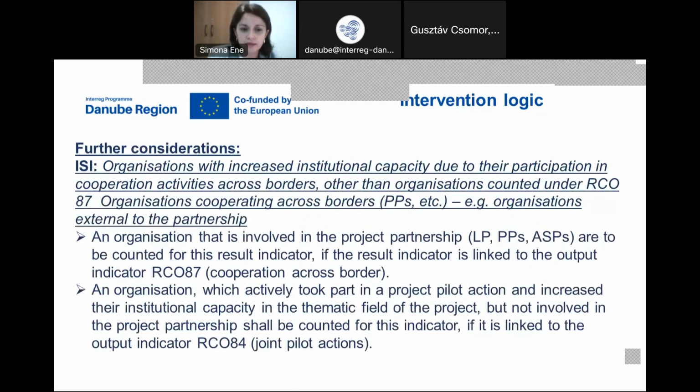We will see later that to this result indicator, also the joint pilot actions can be connected. And in this situation, when it is connected to the joint pilot action, the target value will be the number of organizations that are involved in the pilot action. And due to the implementation of the pilot action, they are increasing their capacity, and then we will have an example later on.